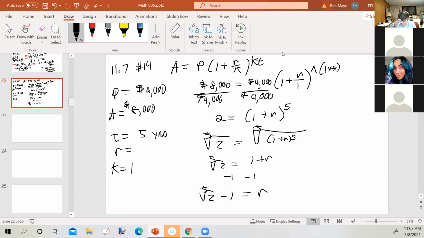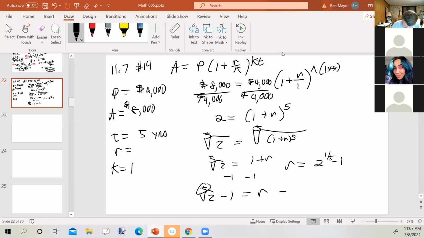So the 5th root of 2, do we know how to do that? Remember, your calculator should have a button that's the xth root. Or you could take 2 and raise it to the 1/5 power. Let's do that. So R equals 2 to the 1/5 power minus 1. Do you remember where I'm getting the 1/5 from? The index is the denominator of the exponent. So 2 raised to the 1 divided by 5 power, minus 1.